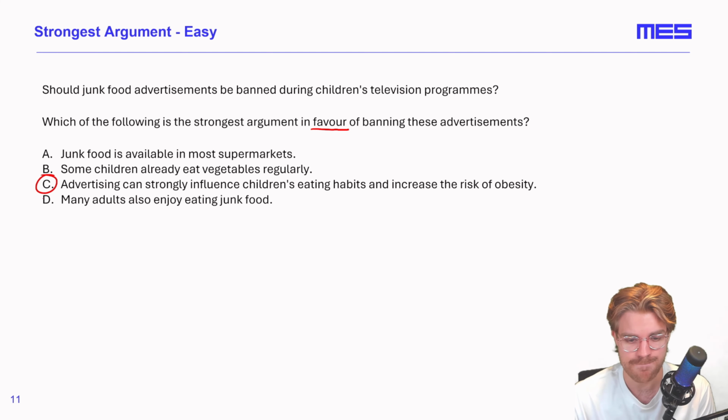Let's just talk about D. Many adults also enjoy eating junk food. This again is perhaps irrelevant. It's not linking to the advertisements. It's also quite vague, and it's also unsupported.